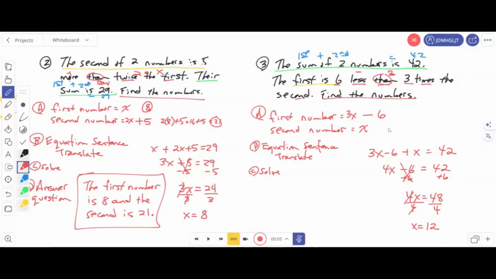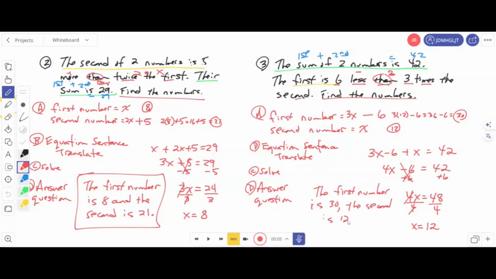Then we need to take the 12 and put back in up here. That's going to be 12. This is going to be 3 times 12 minus 6, which is 36 minus 6, which is 30. So now we can answer the question. The first number is 30, comma, the second is 12.